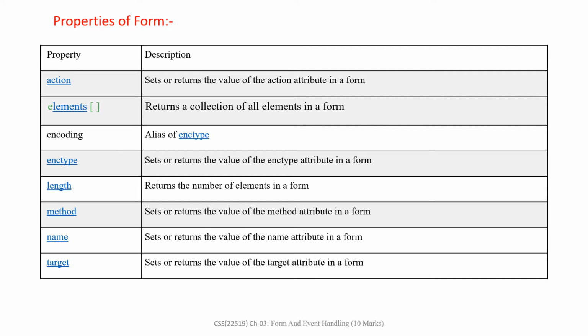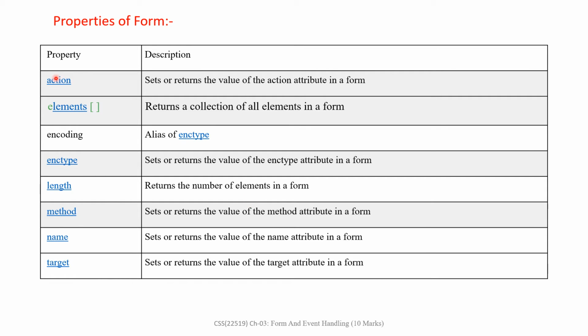The elements property is an HTML collection and it provides convenient access to all the elements in the form, means in these properties. Each form in a document is represented as an element of the document forms. These elements may be buttons or input fields or checkboxes and so on.